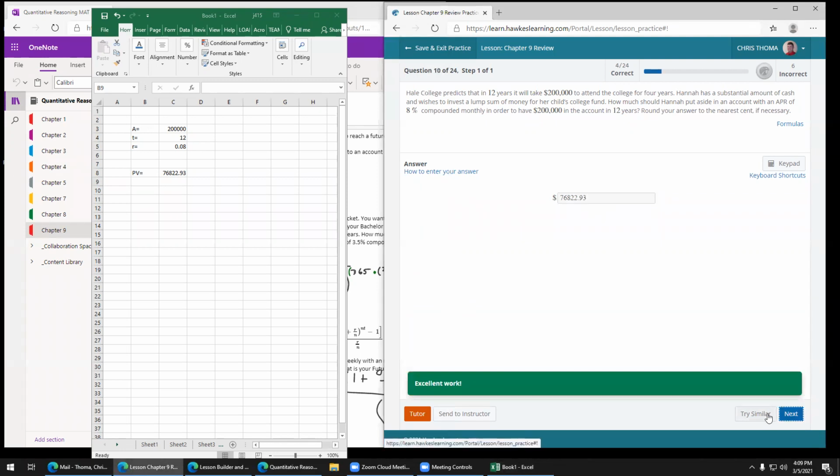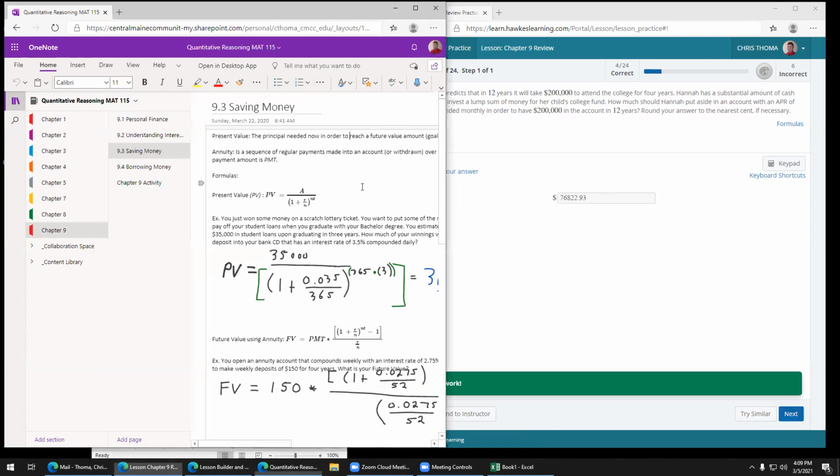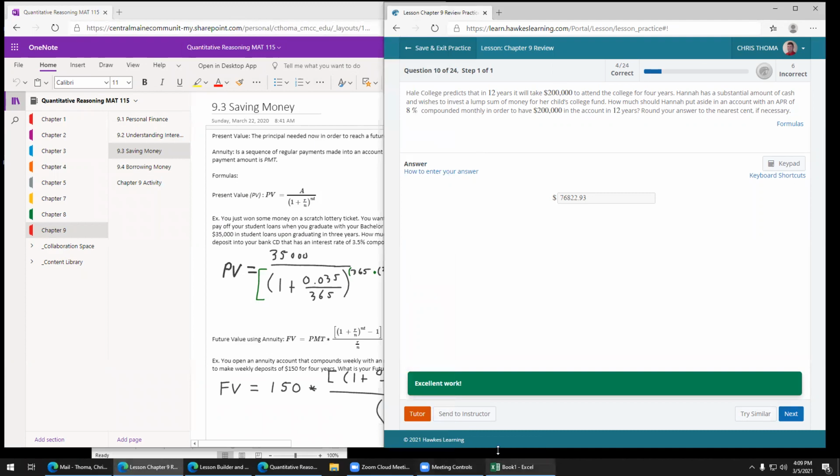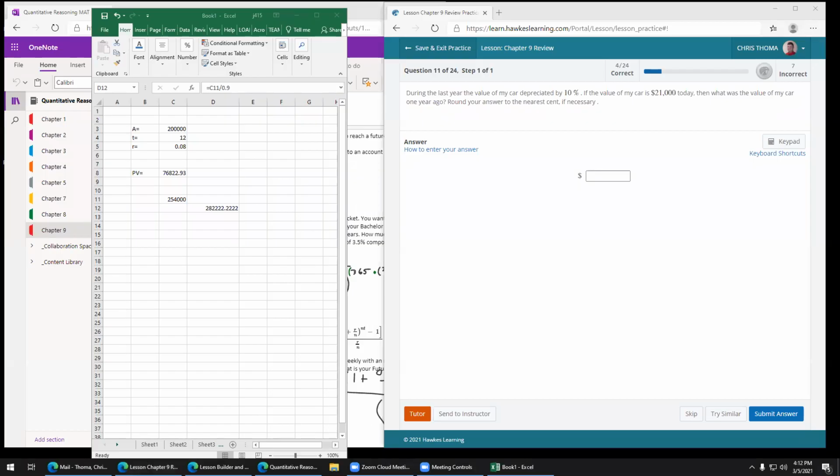Yeah, so this is a present value. Present value is what is my starting balance to end. Future value is I got a starting balance and I want to know where I end up. That's kind of the difference between these two formulas. So present value, you know where you want to be in the end. Where do I start? Future value, I know where I'm starting. Where will I end?